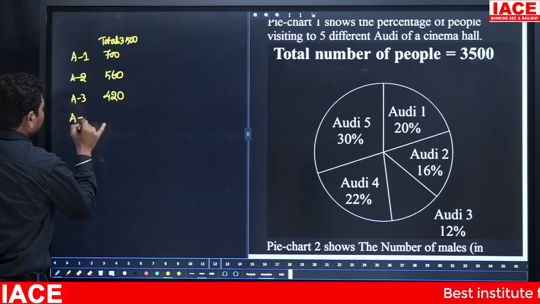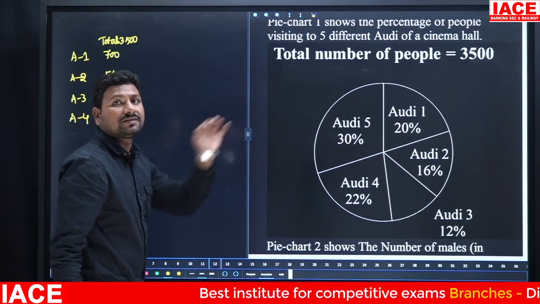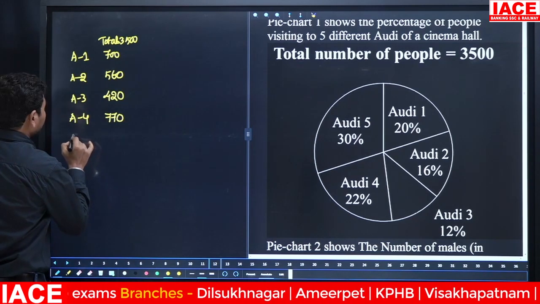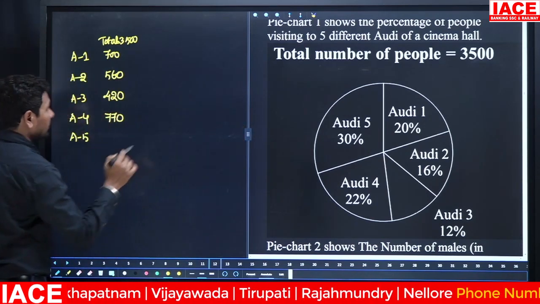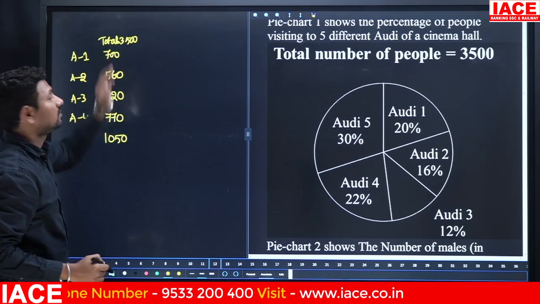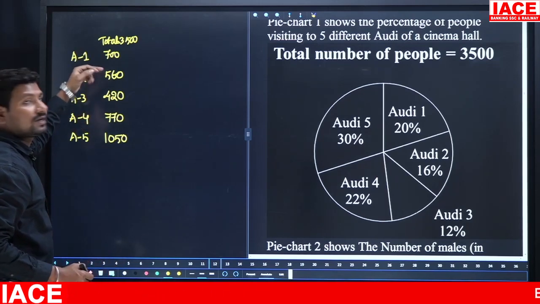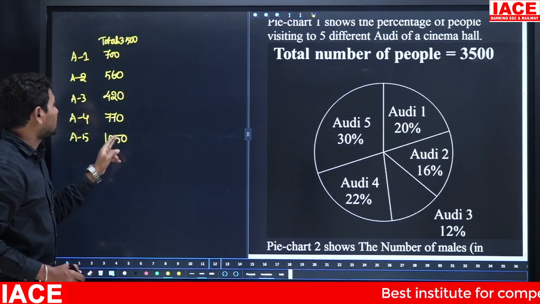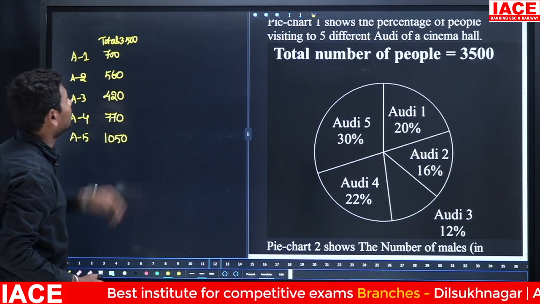Next RD4 is 22%, 22% of 3500, nothing but 11% of 7000, and 11% of 7000 is 770. Next RD5 is 30%, 30% of 3500, 35 threes is 1050. All these numbers added should be equal to 3500: 700, 560, 420, 770, 1050. 700 plus 560 is 1260, and so on, the overall total is 3500.